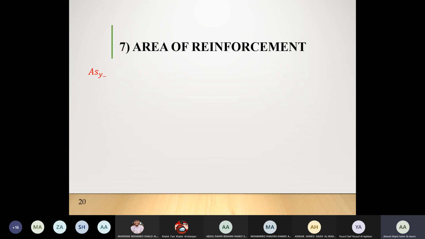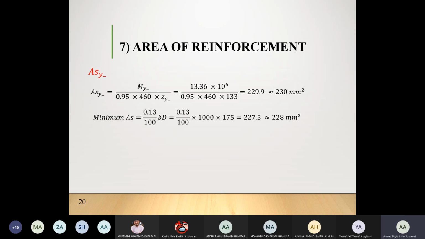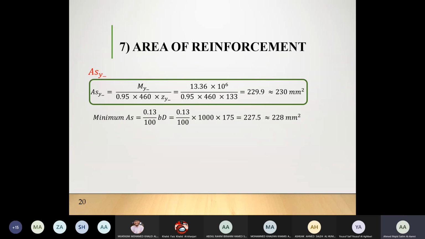You can see that we have ASY negative. And then we have the calculation equation. So AS once again is equal to M divided by 0.95 FY into Z. And you can see that the required area of reinforcement is 230. Then minimum AS is 228. And once again, we have reinforcement more than the minimum. So you are going to take the higher of the two.